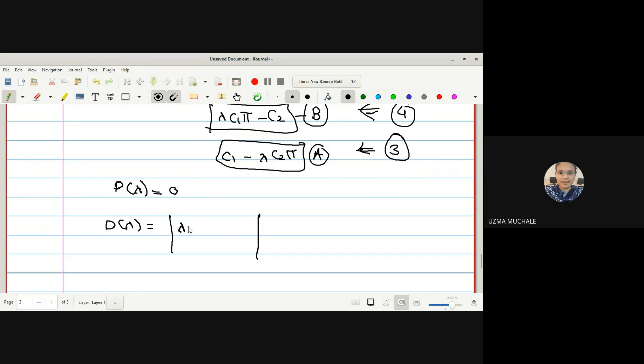What is the coefficient of C1? Lambda into pi. Coefficient of C2 is minus 1. Coefficient of C1 is 1 minus lambda pi. Coefficient of C2, which is equal to 0.